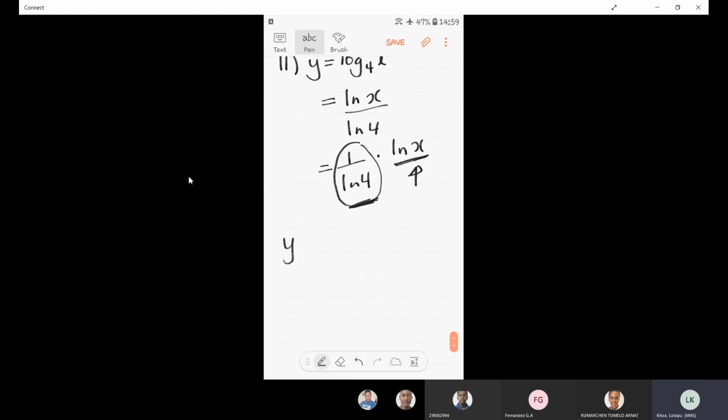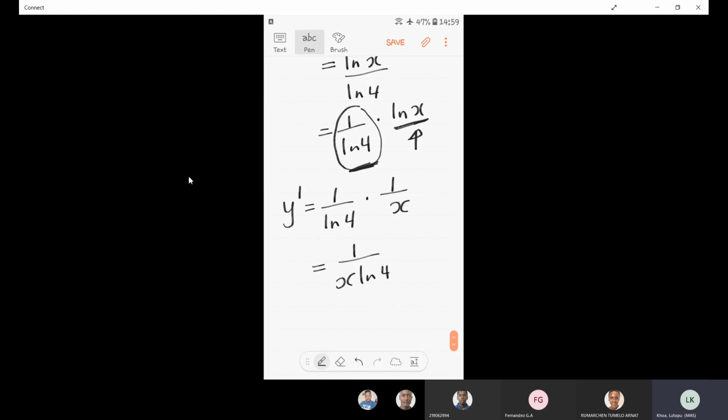So y prime, this is just equal to 1 over ln of 4 times 1 over x. So the derivative of ln of x, that's D4 on your table. So this is equal to 1 over x ln of 4, which is the same as D5. So you can see D5 is derived from D4. Okay, that was number 11.